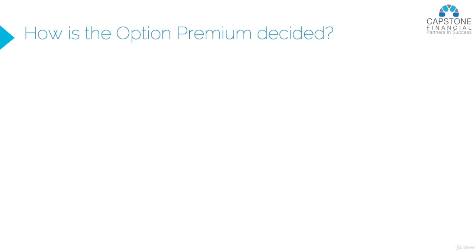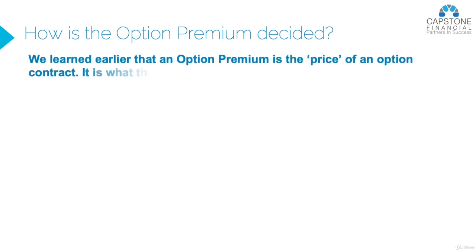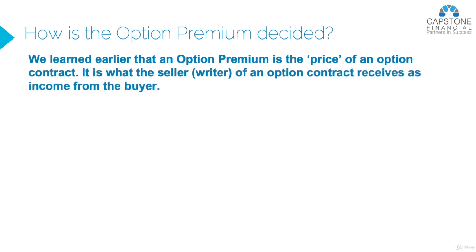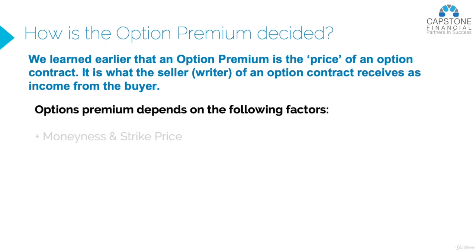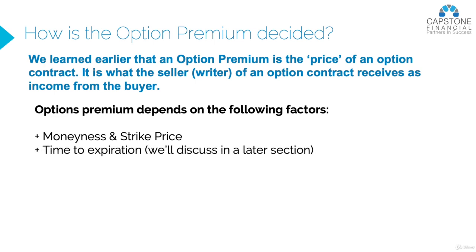So how is an option premium decided? Earlier in the course, we learned that the option premium is the price of an option. It's what the seller will receive or what the buyer has to pay in order to have that option. The following factors: moneyness and strike price.